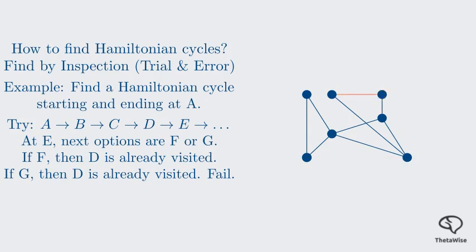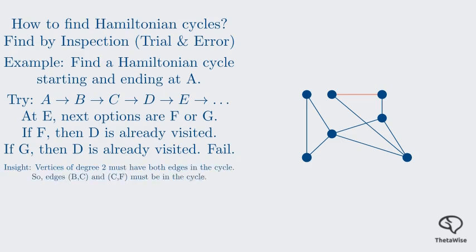Look at the vertices with a low degree. Vertex C only has edges to B and F. This means any Hamiltonian cycle must use both of those edges. For the cycle to include C, we must include the edge BC and the edge CF. This is a critical insight.